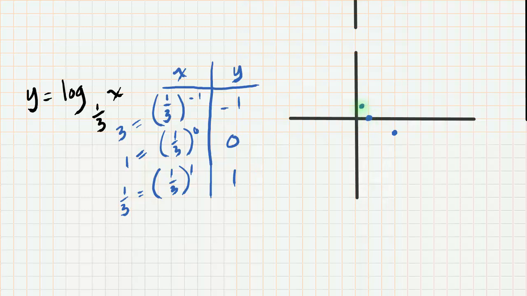So what we see here is that we have logarithmic decay. So the function will look sort of like that. The y-axis is still going to act as an asymptote. But when we have a fractional base, we are going to have a logarithmic graph that is decreasing. It's going to go down as the x's get larger. Kaboom!